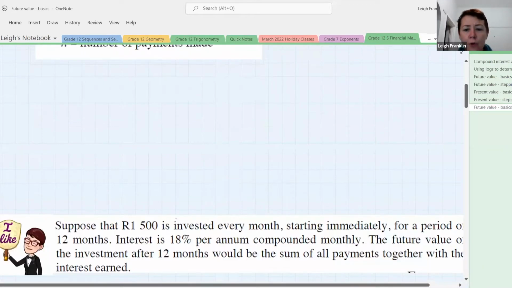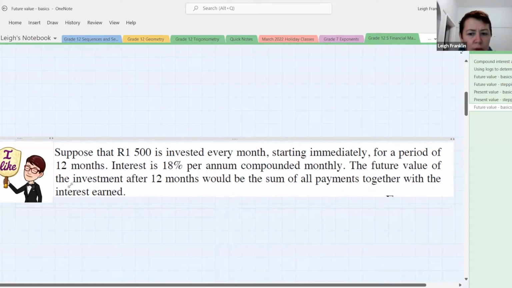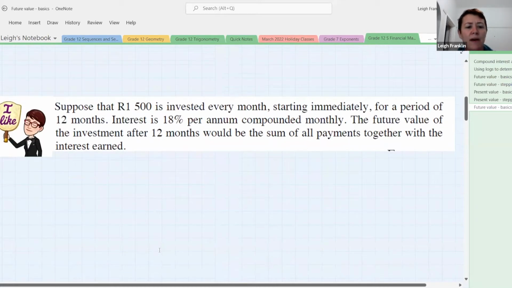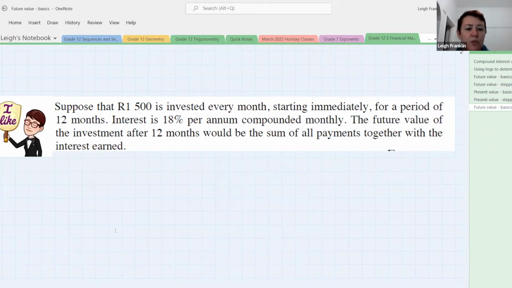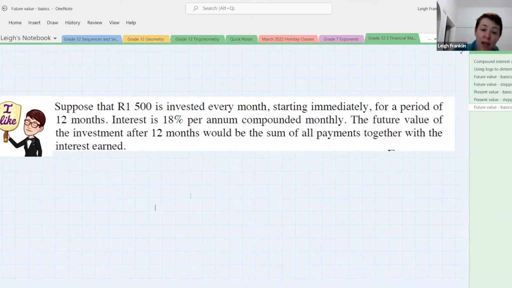Okay, so first question, let's just make this a little bit smaller so that it all fits onto the page. There we go. Suppose 1,500 Rand is invested every month, starting immediately, for a period of 12 months. Interest is 18% per annum compounded monthly. The future value of the investment after 12 months would be the sum of all the payments together that had been earned. So what we would do is use our future value formula. We can do it as a geometric sum, but it's much quicker and much easier to use the formula. So that would be the expectation for you as well.